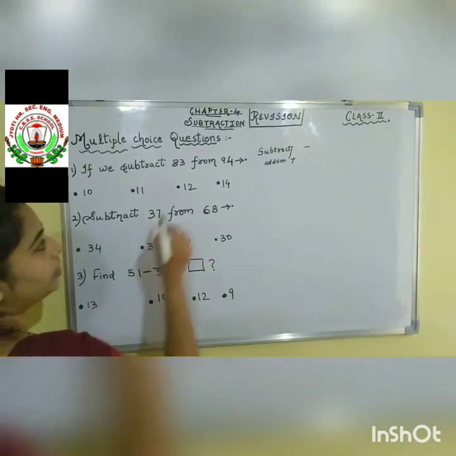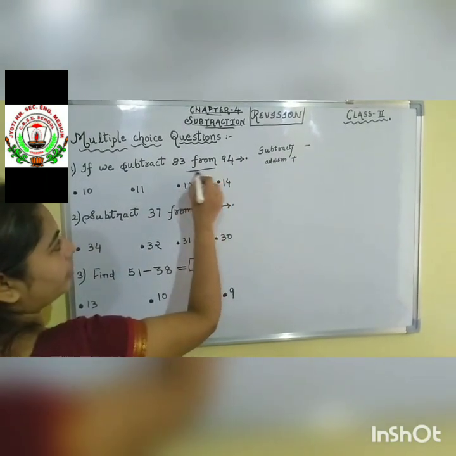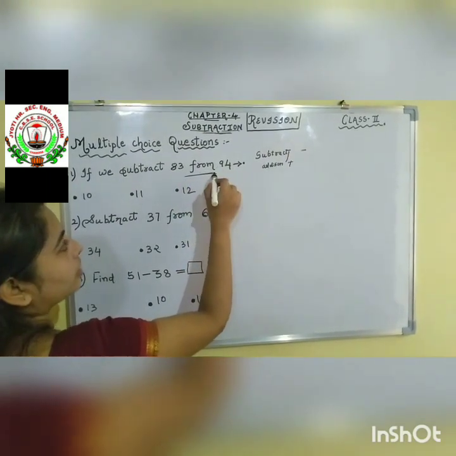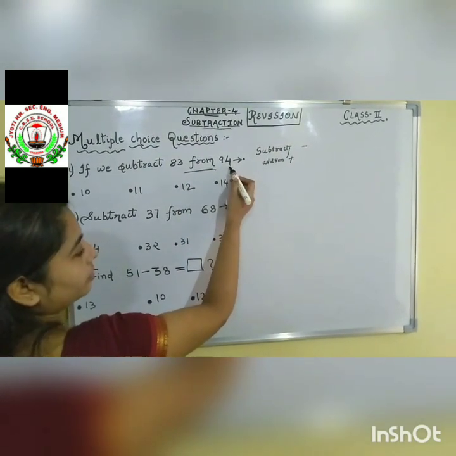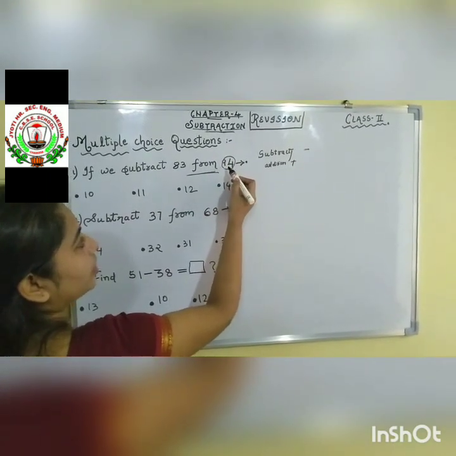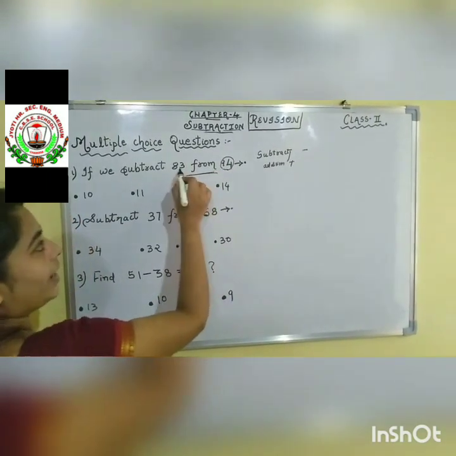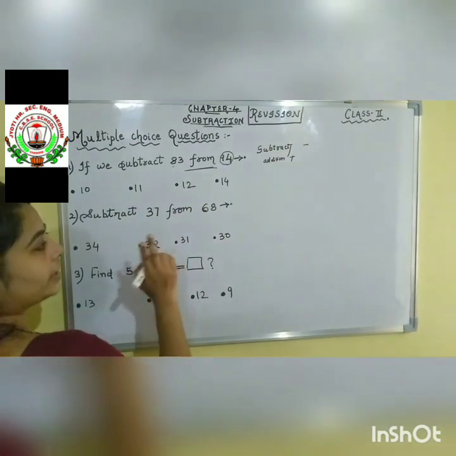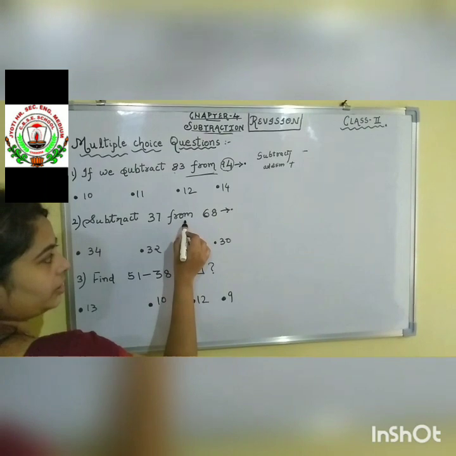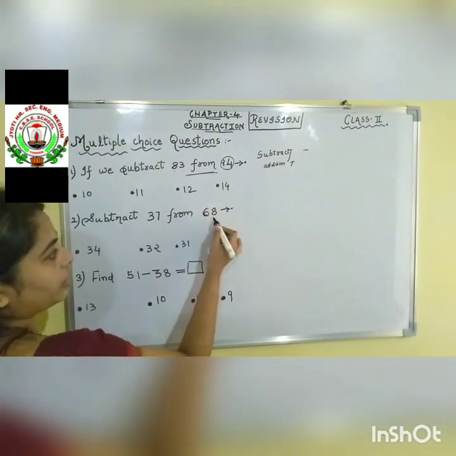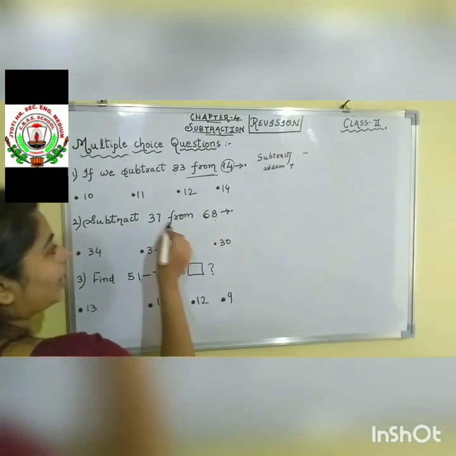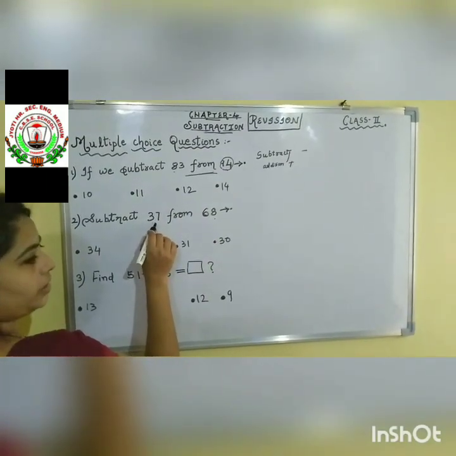And whenever "from" is written, that means whatever number is written after "from", you will take first, and the rest number will be taken as the second. Again we can see the second question, children, "from" is written, and after "from" the number given is 68. So 68 you will write down first and the second number will be this one.